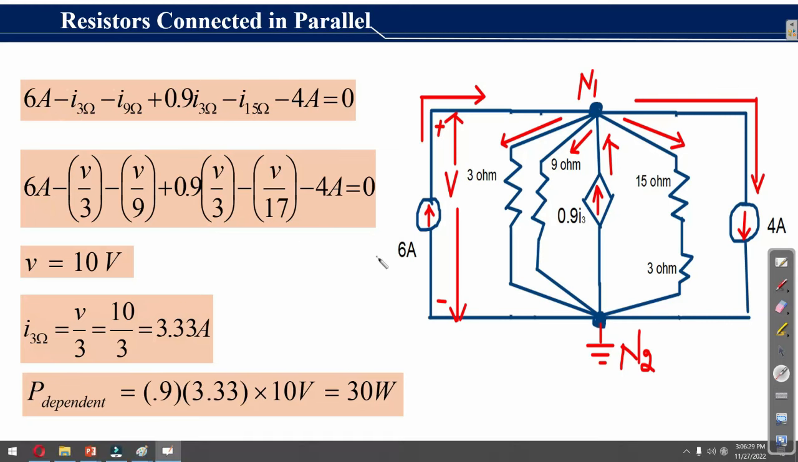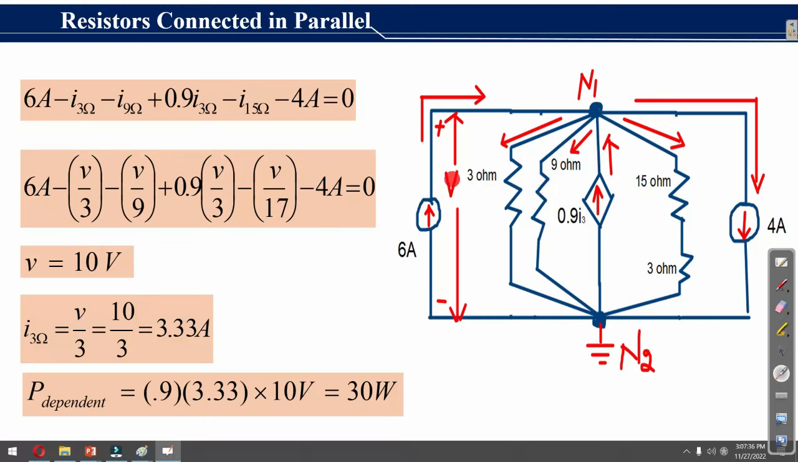We write a plus sign with the current of this independent current source and with the current of this dependent source here, plus 6 ampere and plus 0.9 I3 ohm. While we write a minus sign with this current, this current, this current, and with this current. This is because all these currents are outgoing currents from this node N1.